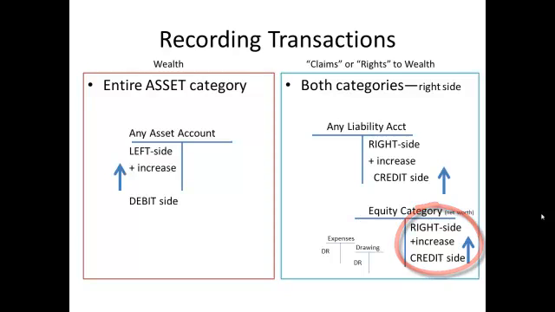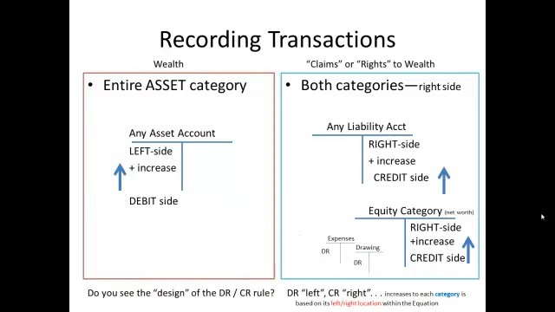Our expense and drawing activity, as we incur expenses or drawings by the owner, we would debit those accounts, which has the effect of decreasing the equity category. So expenses and drawings are contrary to the buildup of equity on the right-hand side of the equation. You see the design of the debit-credit rule. Debit left, credit right. Increases to each category is based on the left-right location within the equation.